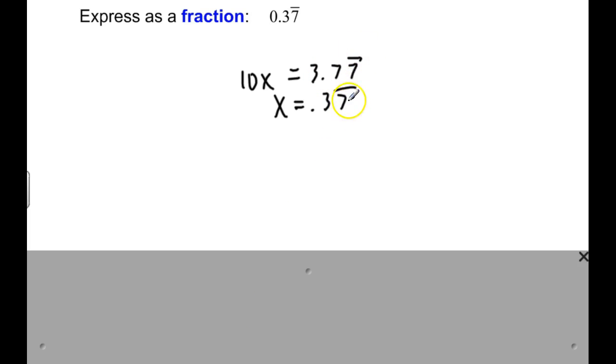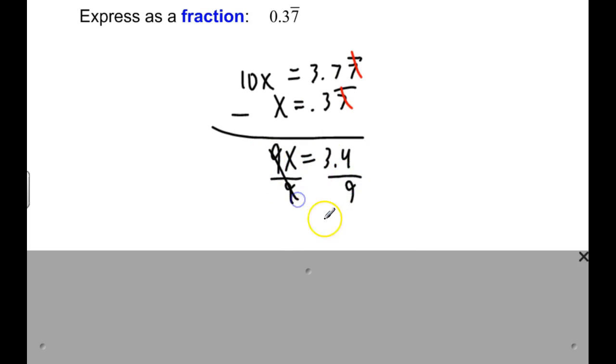Now the 7 repeating is in the same spot there, so that will nicely subtract away when I subtract these two things. So I'm going to subtract, I get 9x equals 3.4, it's 3.7 minus 0.3 is 3.4, divided by 9. Now I have trouble sleeping with that fraction. I don't like decimals and fractions to be in the same, really mathematicians don't like that. So we're just going to do a little adjustments here, maybe multiply top and bottom of that fraction by 10. And when you do that, you get 34 over 90.